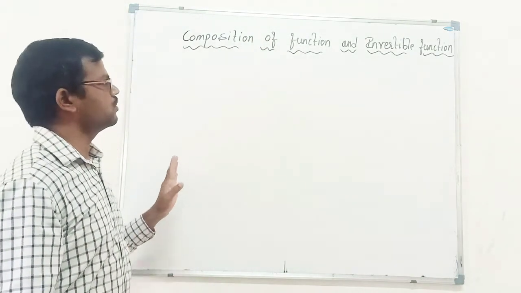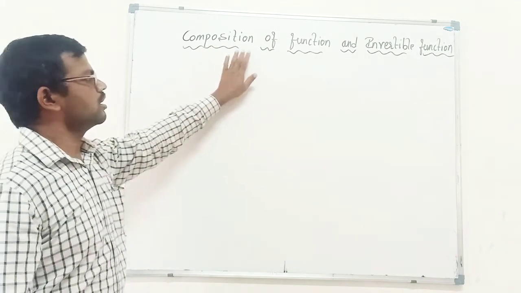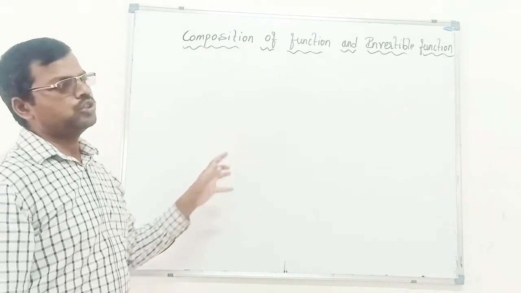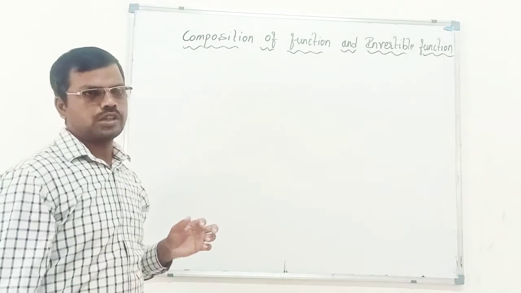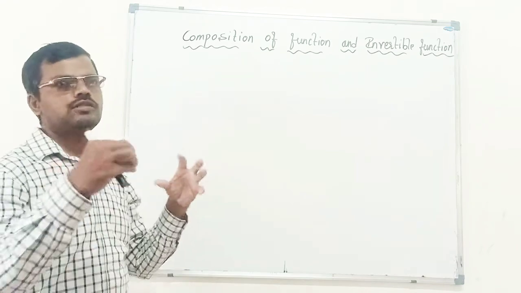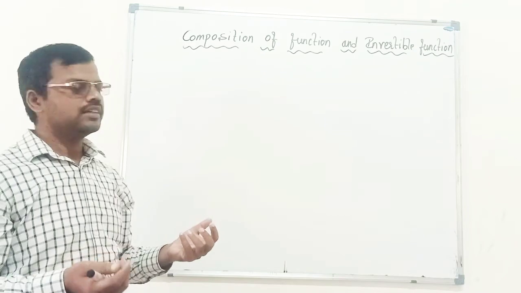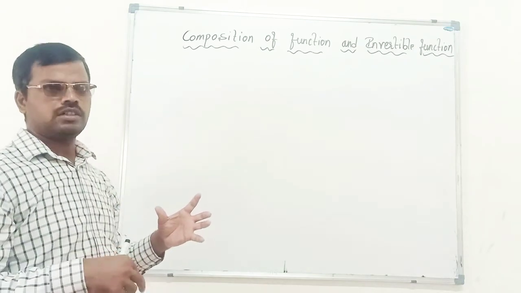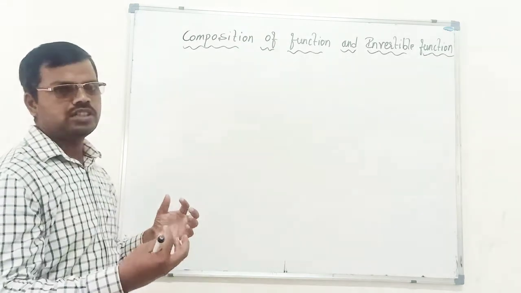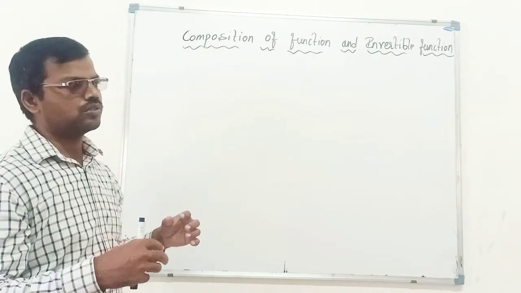the invertible function. First, what is composition function? What we mean by the composition of the function? Composition means combining the two functions. So what is the condition for combining the two functions, and how is it defined? Previously we have one function and we are going to combine it with another function, so what conditions do we require to combine them and how it is defined, that we have to present.